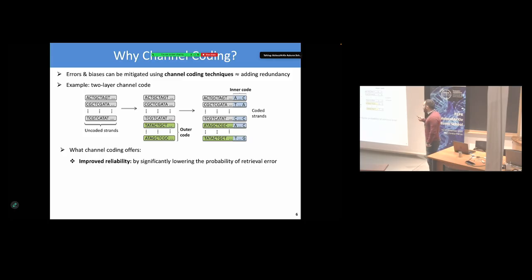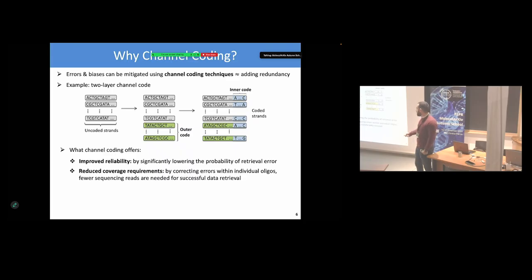Now, what does channel coding offer? First, it offers improved reliability because it increases the probability of successfully retrieving your data. I don't think I need to convince you a lot about that. Then it can result in reduced coverage requirements. We can sometimes or often recover our data with fewer reads if we use channel coding techniques. That translates into more speed, right? So less reading cost in terms of speed, and it could also translate into less reading cost in terms of money, depending on what kind of sequencing you're doing.